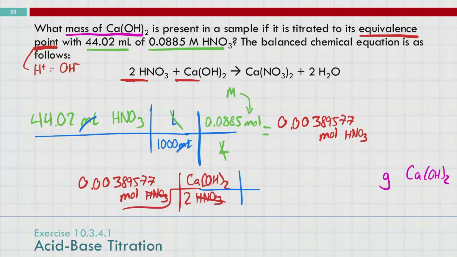And then we get to do a molar mass. The molar mass of calcium hydroxide, 74.092, assuming I didn't screw up or misread something. So our moles of nitric acid divided by 2 times our molar mass, 0.144 grams calcium hydroxide that was in the solution.